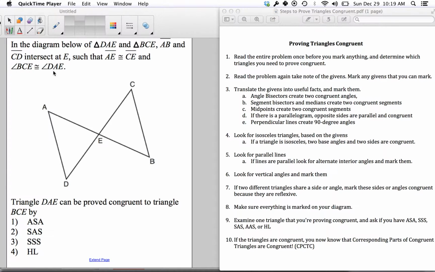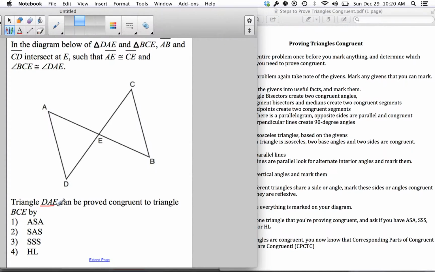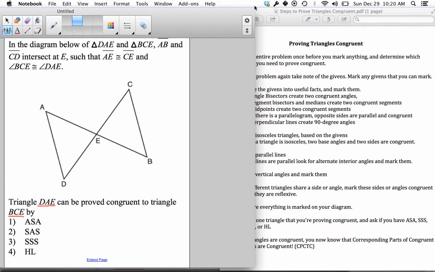AB and CD intersect at point E, such that AE is congruent to CE and angle BCE is congruent to DAE. So it says triangle DAE can be proved congruent to triangle BCE by, and it gives us four different options of ways that we can prove them congruent. Okay, so now I know that I care about triangles DAE and BCE, and those are the ones I'm going to be trying to prove are congruent.